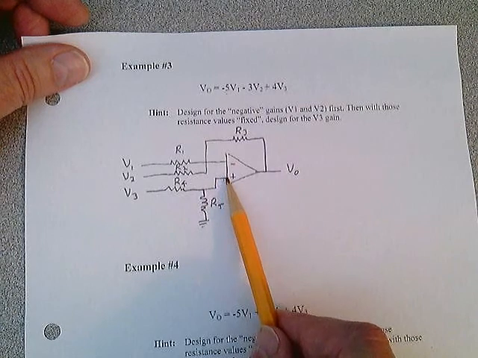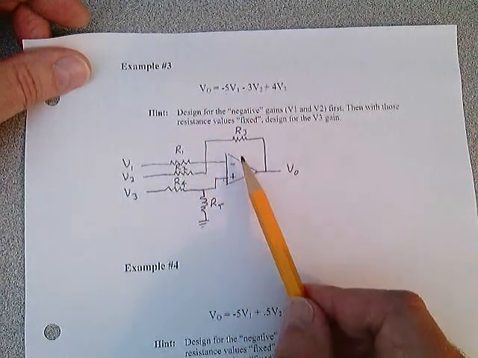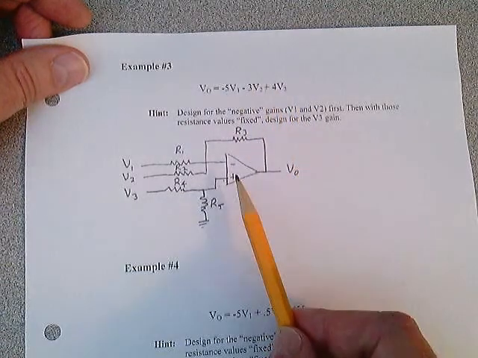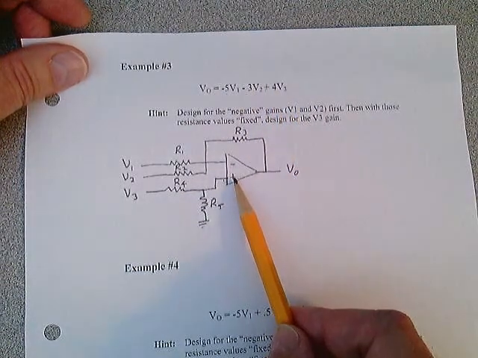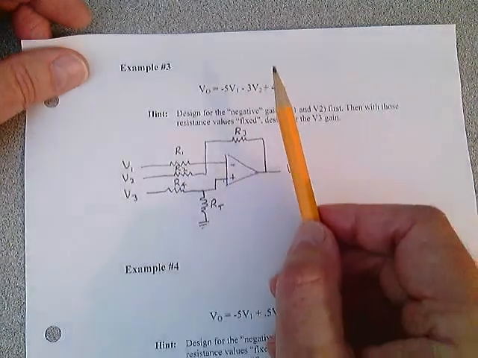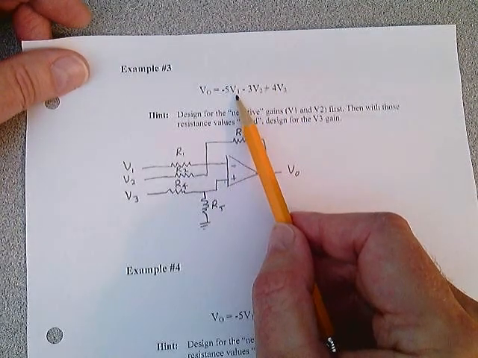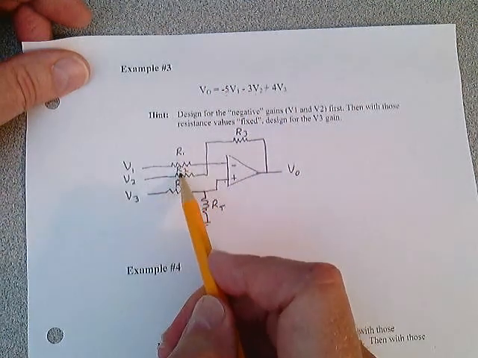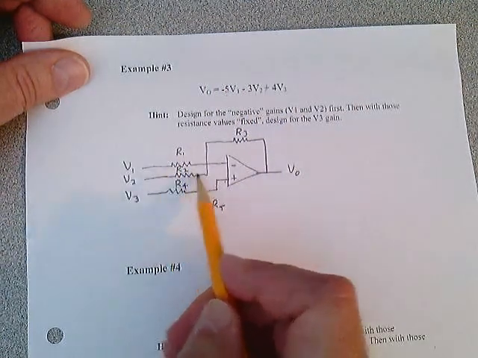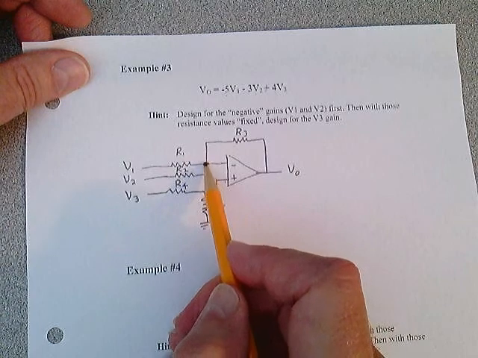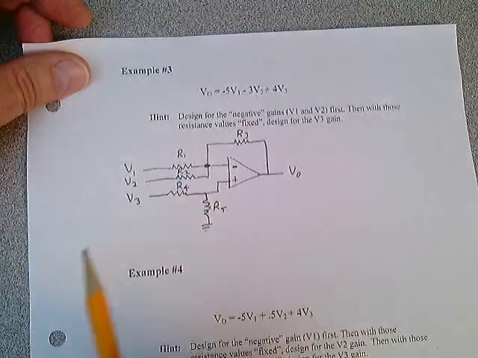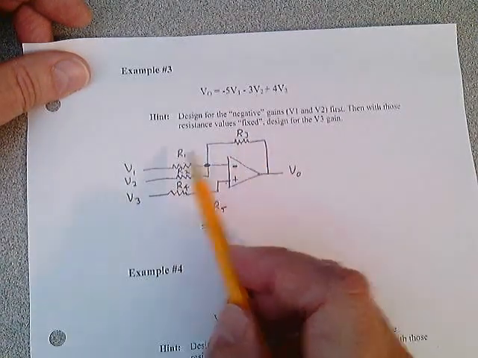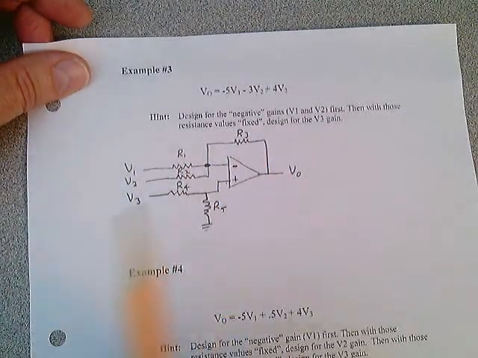Let me say that a different way. The minus gains feed into the inverting input and the plus gains voltages feed into the non-inverting input. Well, notice my V1 and V2 are negative gains, so they both come through resistors to that point right there on the inverting input side. So you have to design for R1, R2, R3, R4, and R5.